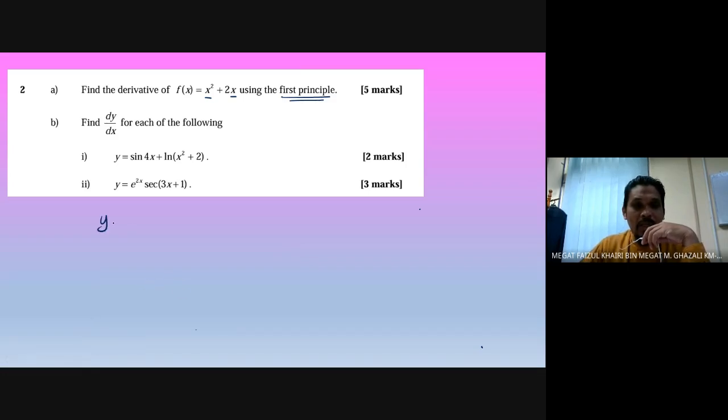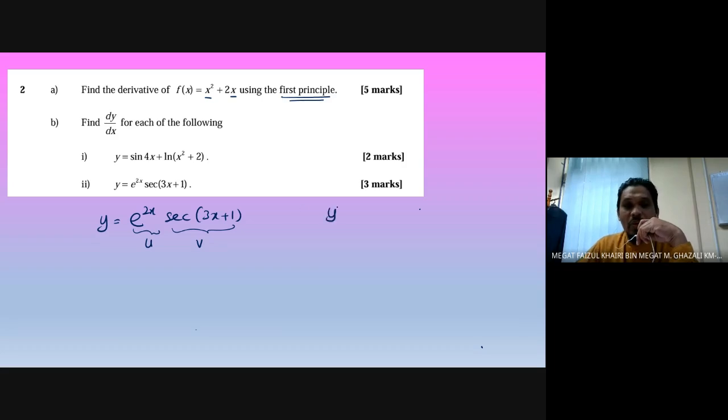y equal to e power of 2x secant 3x plus 1. This is a multiplication between these two functions. We have e power of 2x and secant of 3x plus 1. So we assume this as a u and this as a v. So y prime equal to u prime times v plus u times v prime. So u prime and v prime mean the derivative of e power of 2x and of secant 3x plus 1.